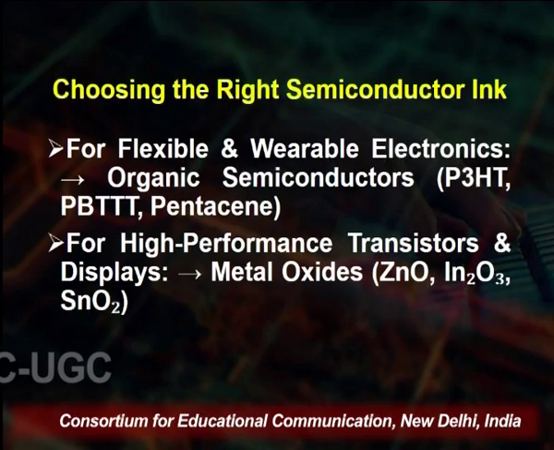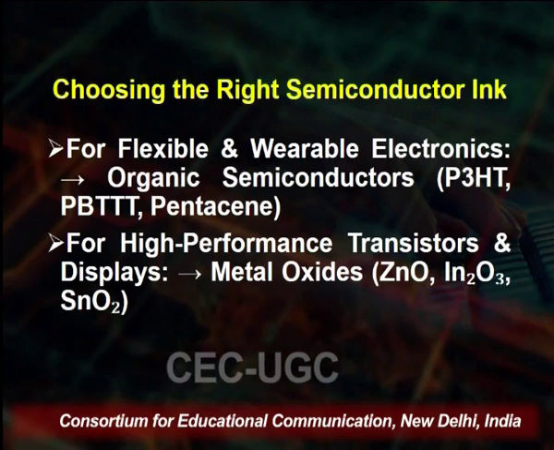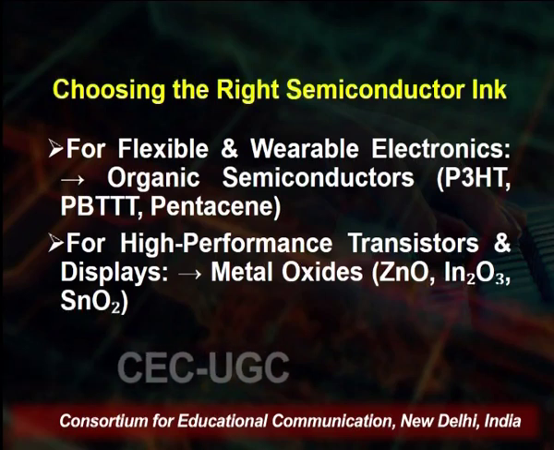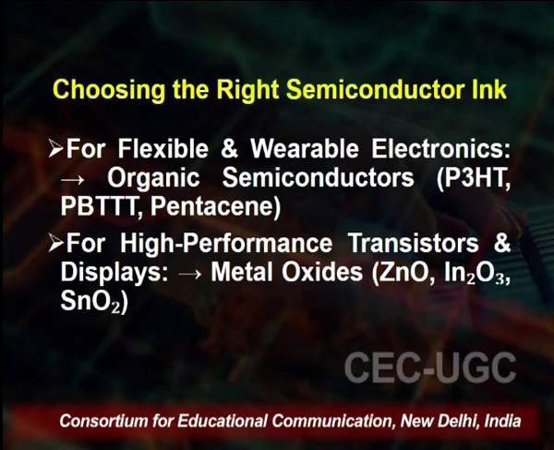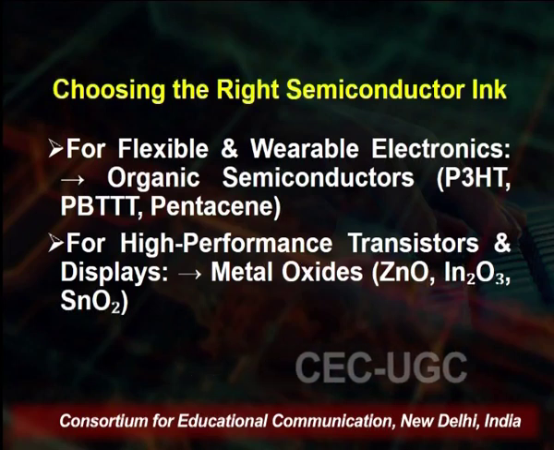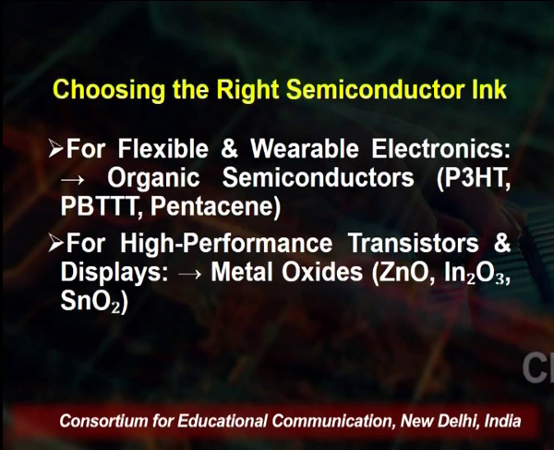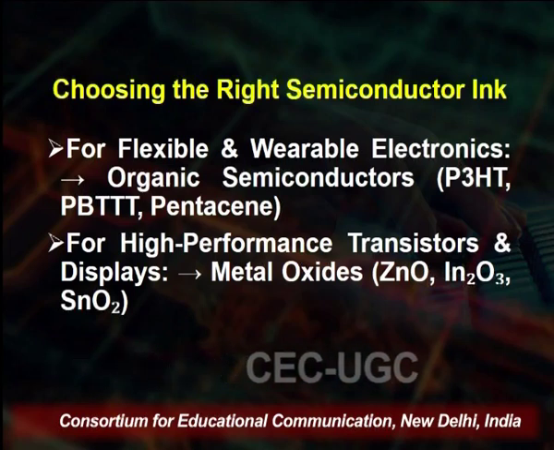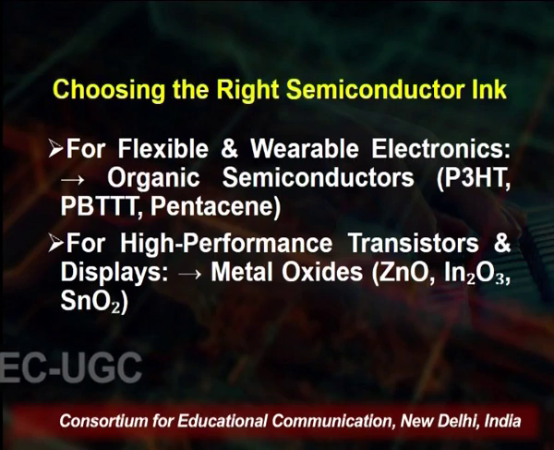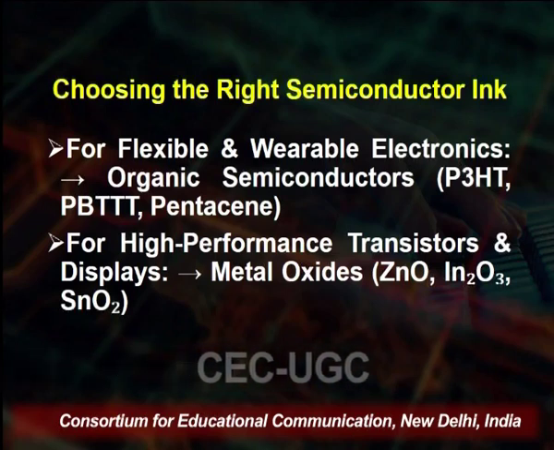Choosing the right semiconductor ink is also important. If we talk about the flexible and wearable electronics, you can see on the screen we can use the organic semiconductor ink. Another is for high performance transistors and displays, we can use the metal oxide. Examples are also here, ZnO, SnO2 and others. If we talk about the solar cell or LED preparation, we can use the perovskite semiconductor ink. Another, for transparent and flexible devices, we can use the carbon based ink, that must be the graphene as well as the CNT and the quantum dot.